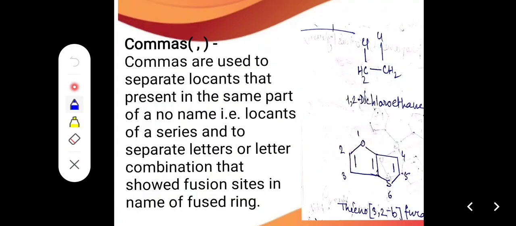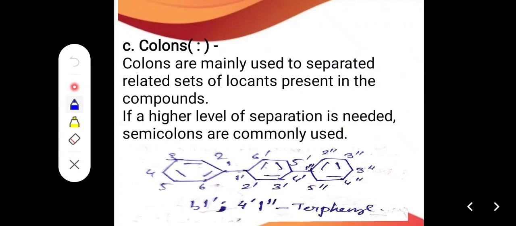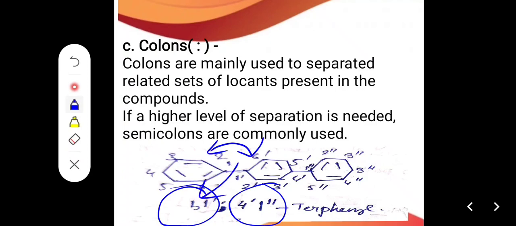Then commas. Commas are used to separate locants that are present in the same part of a compound. If two locants are in the same part, to separate them we use a comma. Okay, this 1 and 2 are separated by a comma. Colons. Colons are mainly used to separate related sets, such as 1,1 prime and 4 prime,1 double prime, which are the linkages of the two phenyl rings. These two phenyl rings are linked by 1,1 prime, and these two are linked by 4 prime,1 double prime. Those two related sets are separated by a colon.